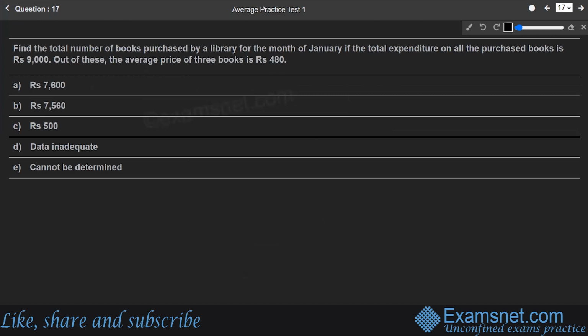Now, in the next one, he says find the total number of books purchased by a library for the month of January, if the total expenditure on all the purchased books is 9,000, out of these the average price of 3 books is 480. The total number of books purchased by the library for the month of January is to be found out. The total expenditure on all the purchased books is given, so we can write the total expenditure on all the books. We don't know how many books there were. Total expenditure on all the books is 9,000, as he says. Then he says out of these, the average price of 3 books is 480.